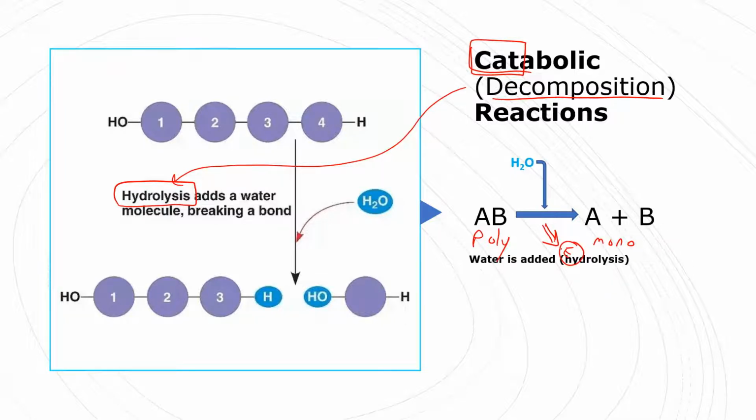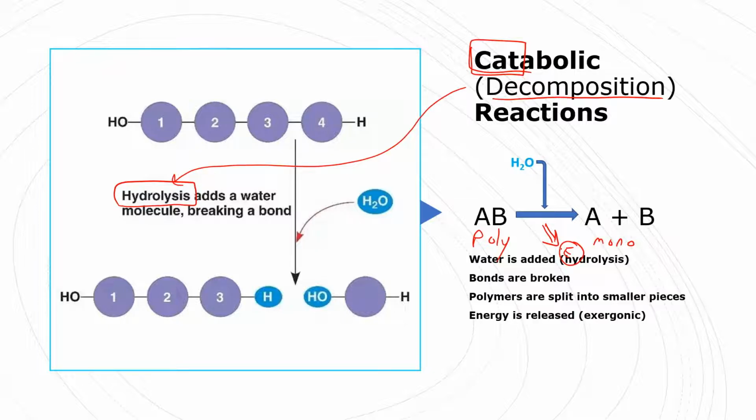So let's check it out. Water is added. Yes, it is. We break apart bonds by adding water. This is called hydrolysis. Bonds are broken, right? You could say that's catabolism or decomposition. Polymers are split. Another way to say it, the longer chains are broken into single units called monomers. And the energy, circle E, is kicked out because we've broken a bond. This is an exergonic reaction, a release of energy.